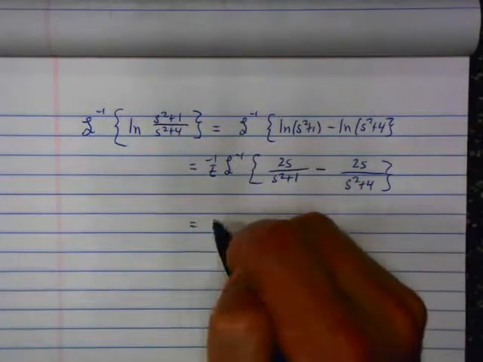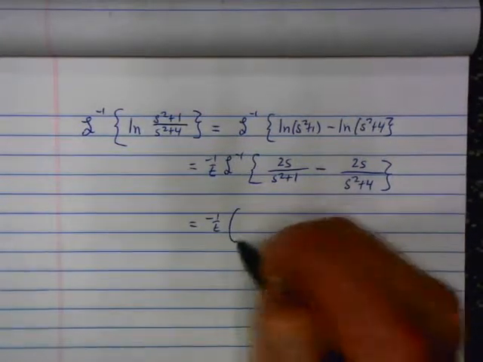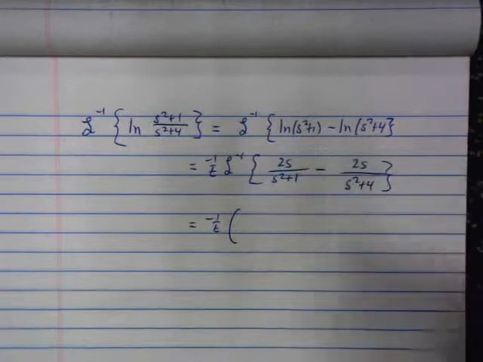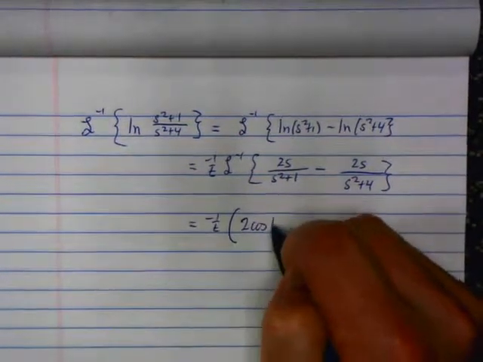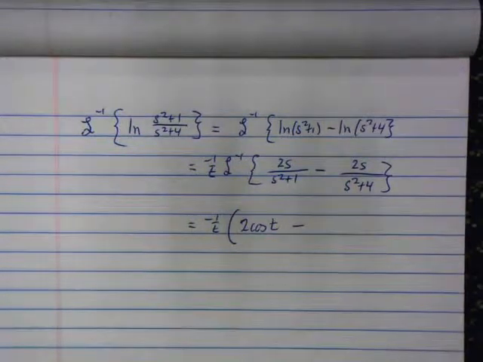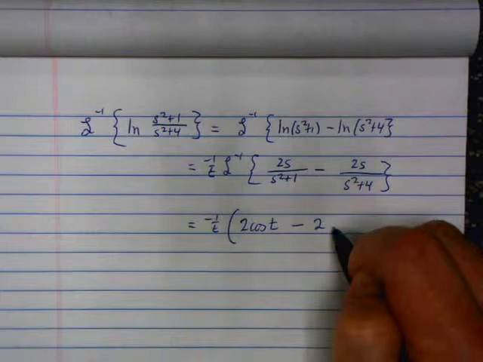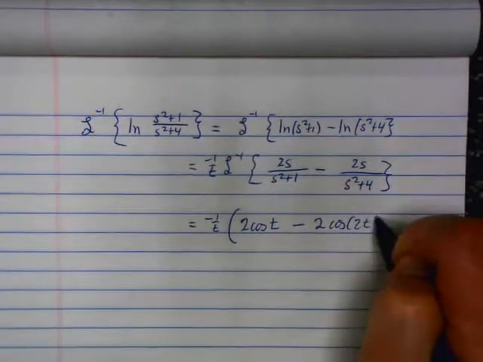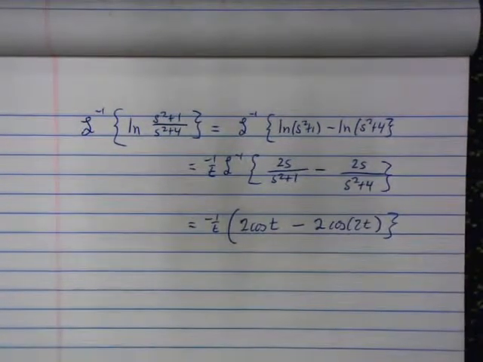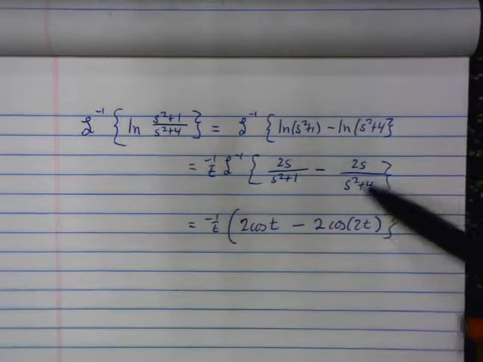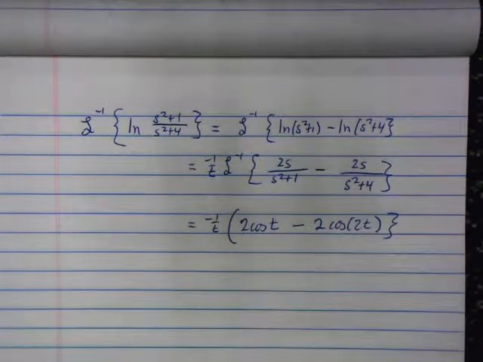Final answer, minus 1 over t times: what's the inverse Laplace transform of 2s over s squared plus 1? 2 cosine t. Minus, what's the inverse Laplace transform of 2s over s squared plus 4? 2 cosine 2t. Why 2t this time? Because of this k squared on the bottom, because that 4 down on the bottom, that's right.